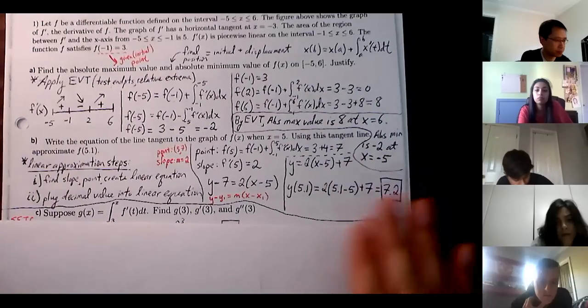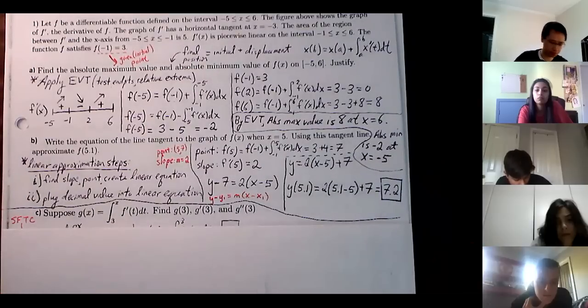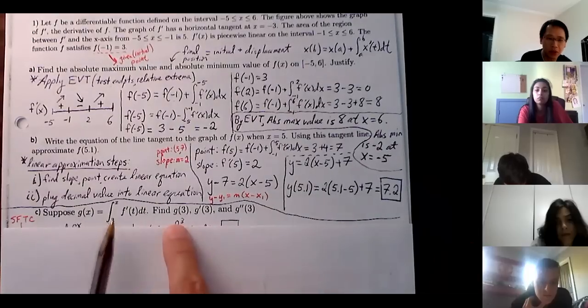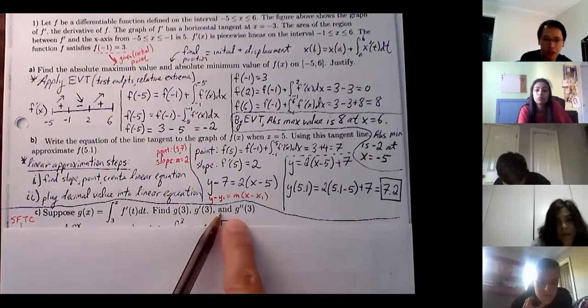All right, part C. Part C says, suppose g of x is equal to the definite integral from 3 to x of f prime. Find g of 3, find g prime of 3, find g double prime of 3.